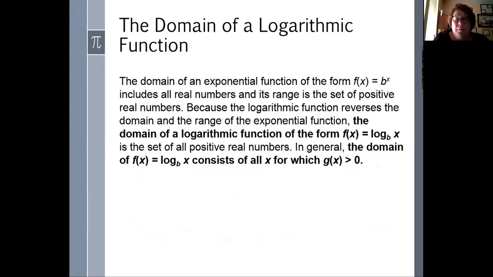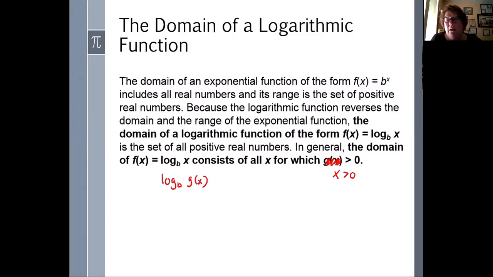In general, the domain of f of x equals the log base b consists of all x for which, and this is some kind of typo here, for which x is greater than 0. Or we could write this as the log base b of g of x. And in that case, then g of x would be greater than 0.